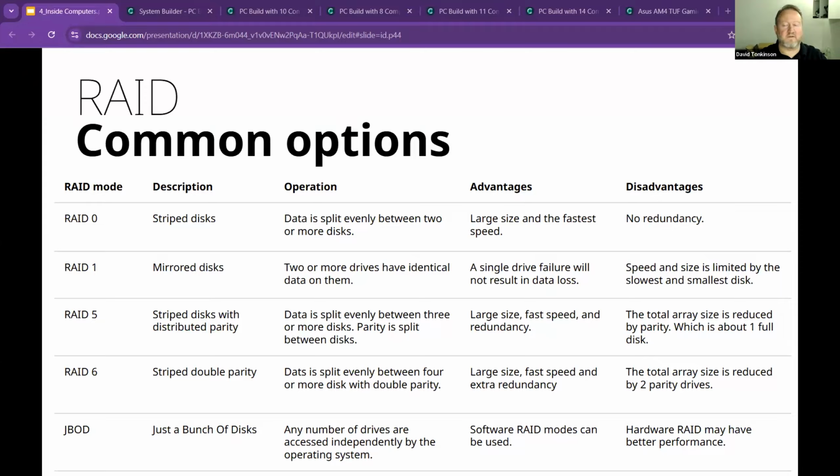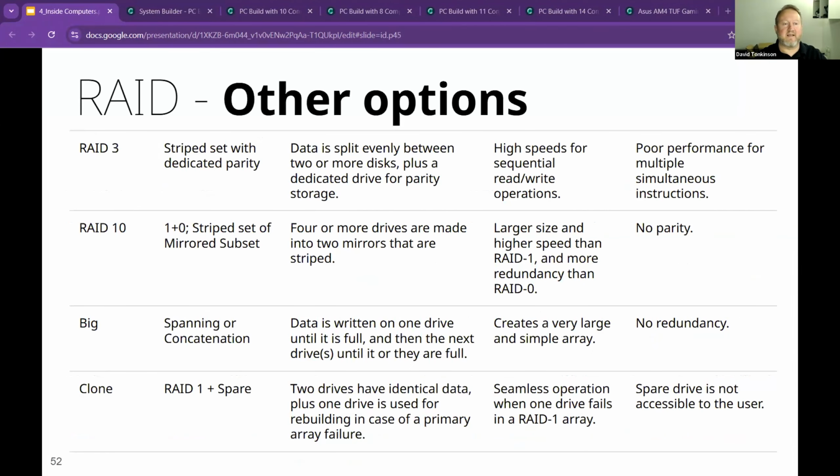Cablan's obviously done some research before, knows what he's talking about. What about RAID 10? Yes.